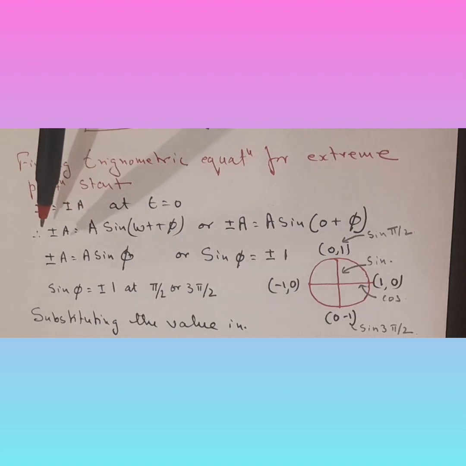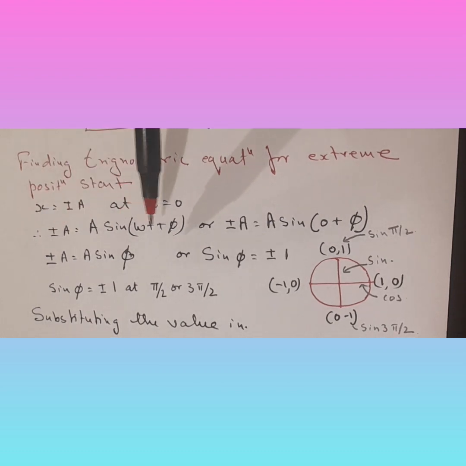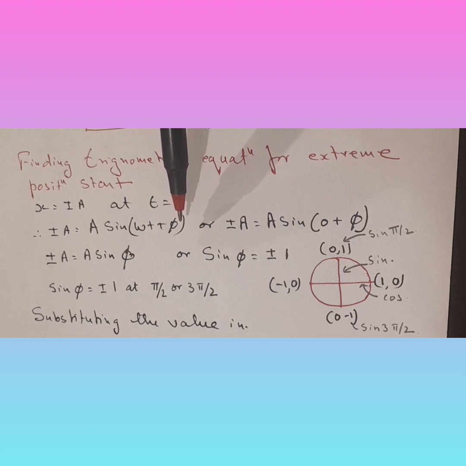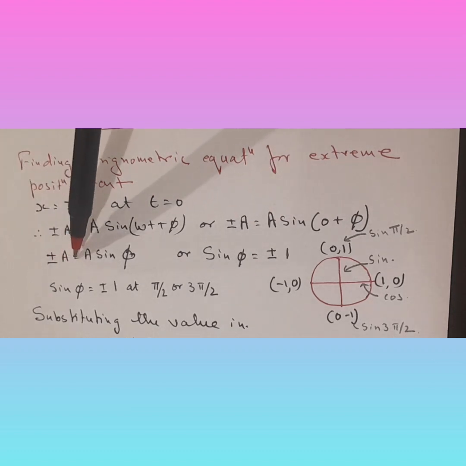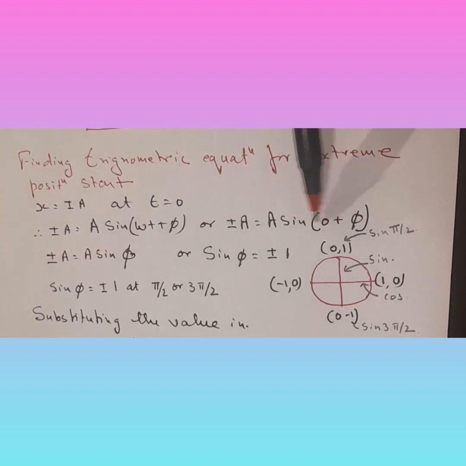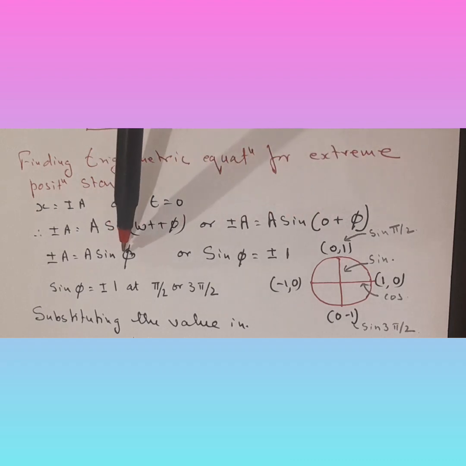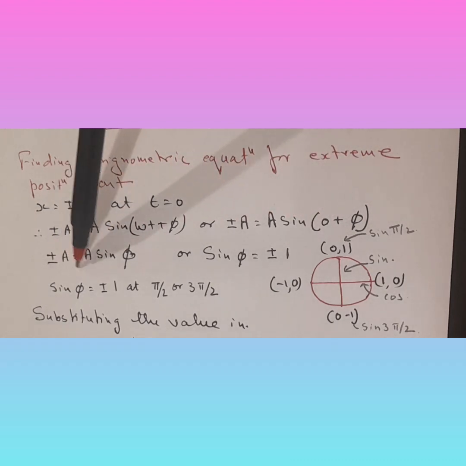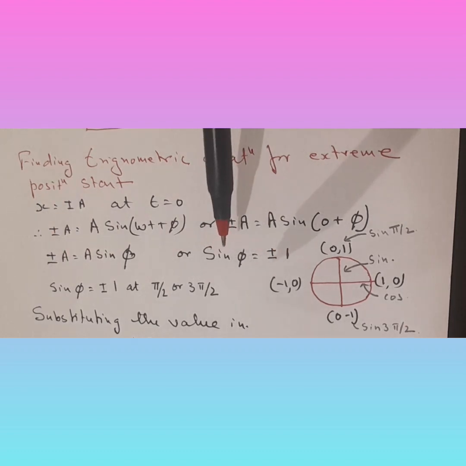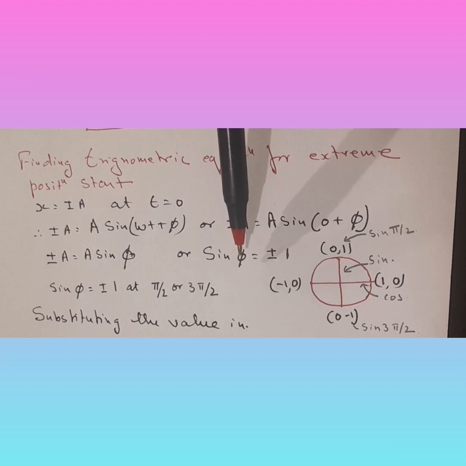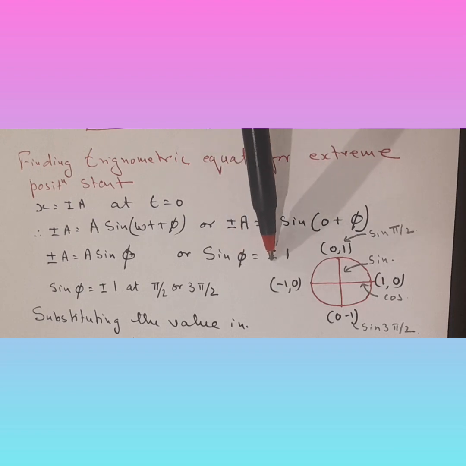So plus or minus a is equal to a sine(omega t plus phi). Now at t equal to 0, omega t gets the value of 0. So the equation becomes plus or minus a is equal to a sine phi, as this term disappears. Now a cancels out, and we get plus or minus 1. So when is sine phi plus or minus 1?